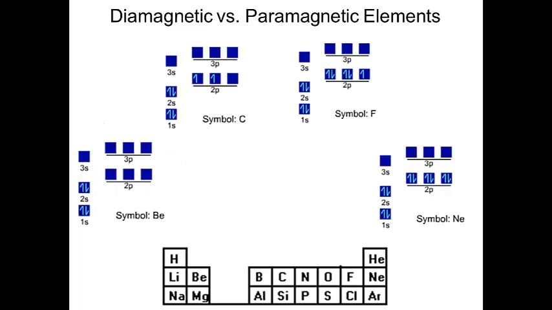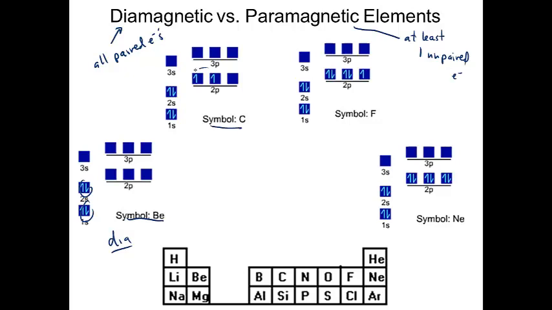Now let's talk about this in terms of our idea we brought up earlier, diamagnetic versus paramagnetic elements. A diamagnetic element has all paired electrons. A paramagnetic element has at least one unpaired electron. It can have more. If you look at beryllium, beryllium has a pair and a pair. It's diamagnetic because it has no unpaired electrons.